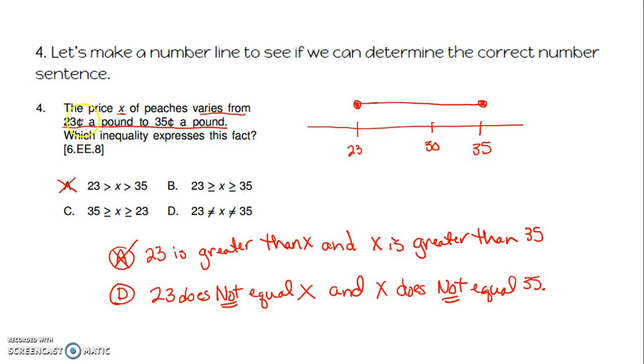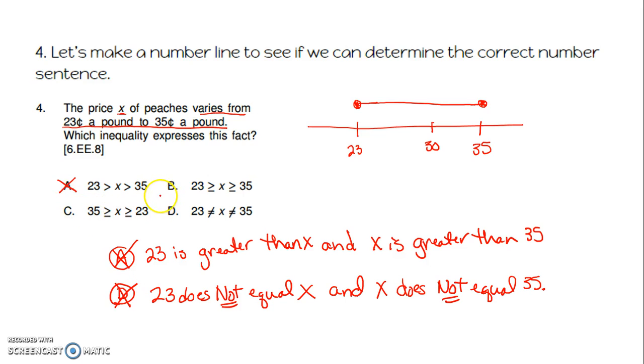If the price varies from 23 up to 35, it means 23 and 35 are possible inclusions in this. This would say everything except that. So that would say like 3 cents would be a possible answer, and 30 cents would be a possible answer, and 36 cents would be a possible answer. That doesn't make sense. 23 and 35 are included, and we only want the values in between there.